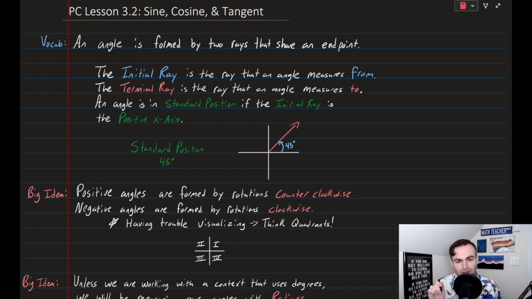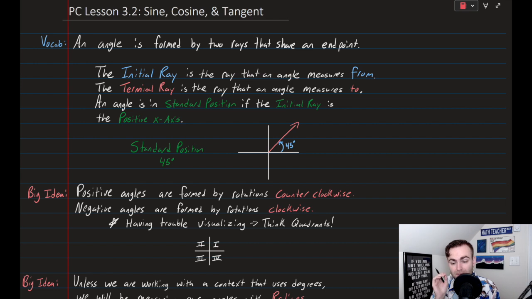The initial ray is where we're starting our measurement from, and the terminal ray is what we're measuring to. So if I look at this angle here, for example, and I'm going from here to here, this would be the initial ray, and this would be the terminal ray, because I'm starting my measurement here and ending here. If I switch them, it switches where I'm going from.